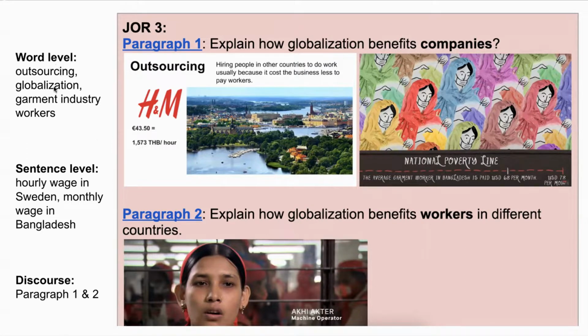The word level is, they're going to have to use the words outsourcing, globalization, and garment workers. That's why I have the picture of garment workers here and a clear definition of outsourcing. The sentence level, they're going to have to talk about the hourly wage of workers in Sweden, but the monthly salary of the people in Bangladesh. And the discourse means, okay, they're first going to have to talk about the companies only, and in the second paragraph, they're going to have to talk about the workers only. So this is how I structured it.